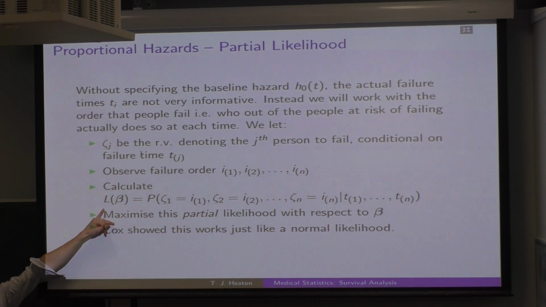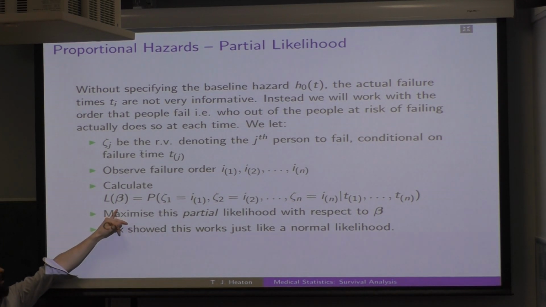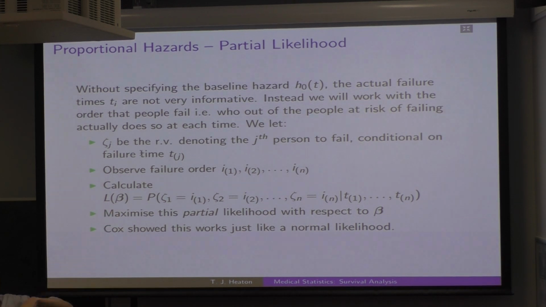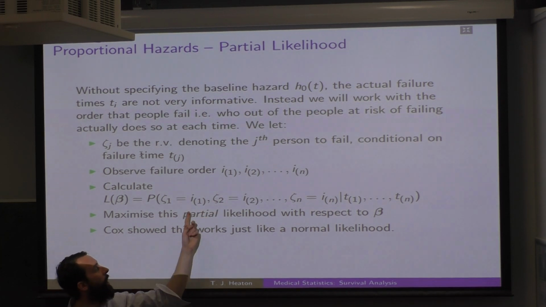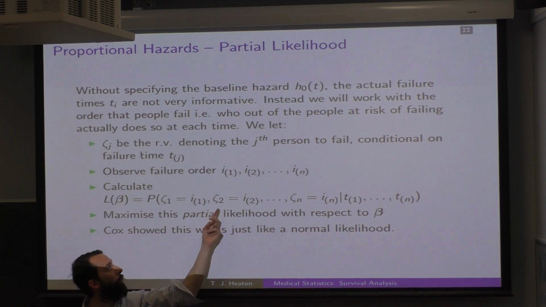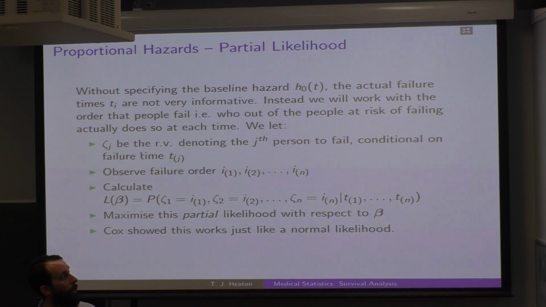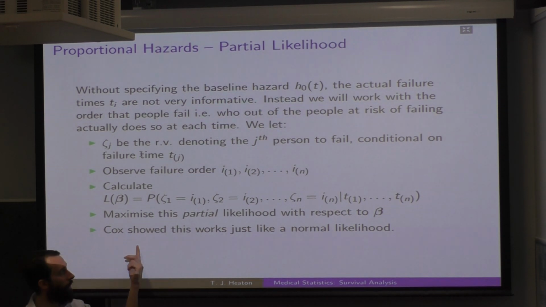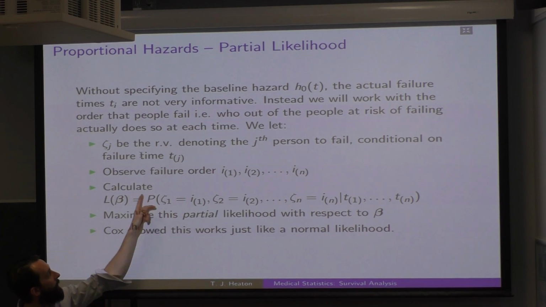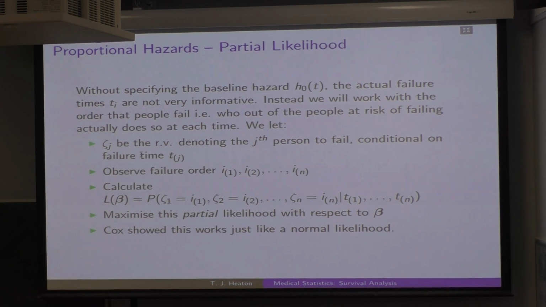And then what I'm going to do now is try and work out a likelihood, which is going to depend upon beta, my multiplier, that says, what is the probability that I observed the failure order that I did for a particular beta. Then I'm going to try and maximize that likelihood instead of the likelihood on the previous page. David Cox's huge breakthrough was that if I work with this, then it works just like a standard likelihood, and I can do all of the same things with it.